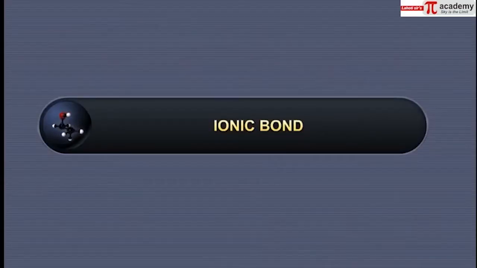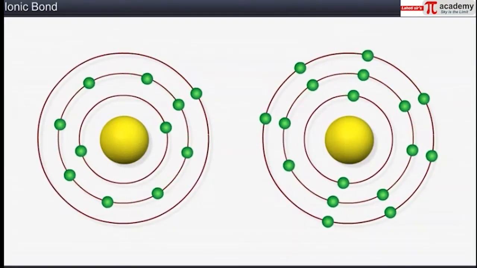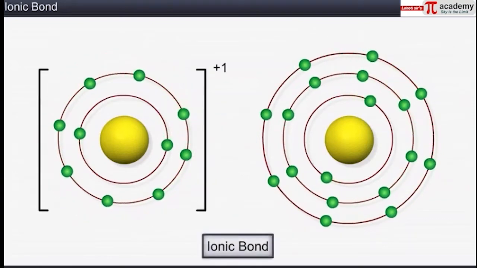In this module, you will learn about the factors that favor the formation of ionic bond or electrovalent bond. On the basis of Kossel and Lewis approach towards chemical bond, we can explain the factors that affect the formation of ionic bond.